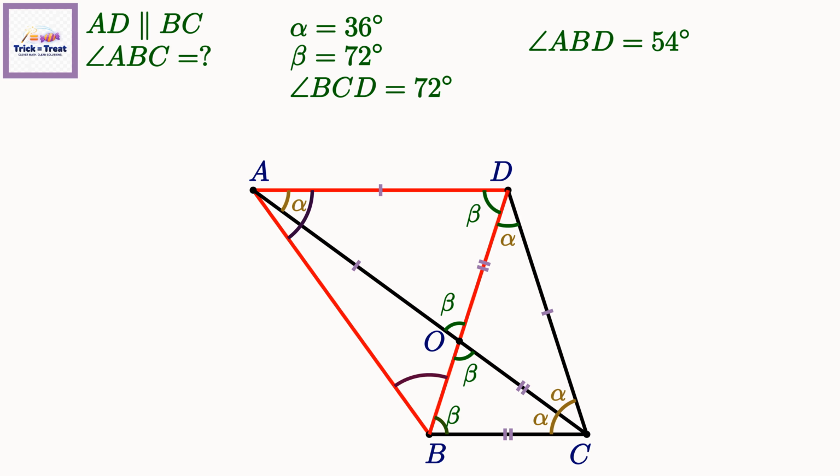We are asked the measure of angle ABC. Angle ABC is composed of angle ABO and angle CBO. So angle ABC equals 54 degrees plus 72 degrees. At last, angle ABC equals 126 degrees. Through an epic cascade of isosceles triangles and pure angle-chasing logic, we've cracked the code and found our angle.